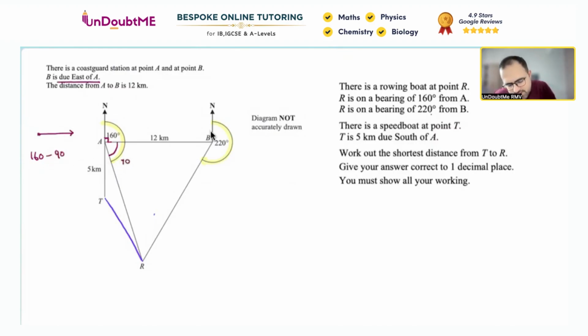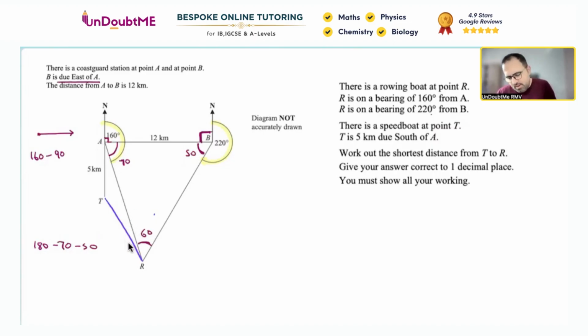Similarly, on the other side, this angle which I'm marking is 90. And we can very easily get the third angle by doing 360 minus all remaining. So 360 minus 220 minus 90 is 50. So the internal angle is 50. Now, whenever I have two angles of a triangle, I can always get the third one. So this third angle will be 180 minus 70 minus 50. That will be 60. So far, we have got everything for triangle ABR.